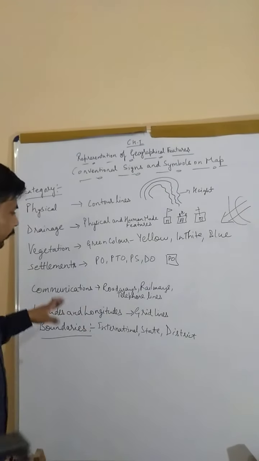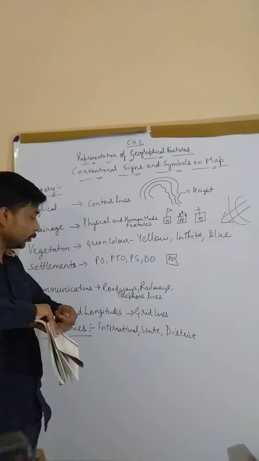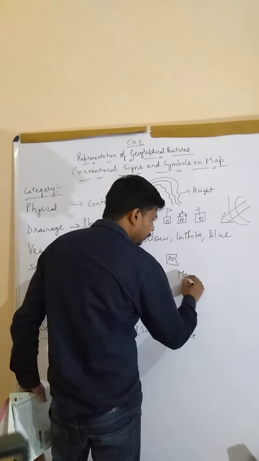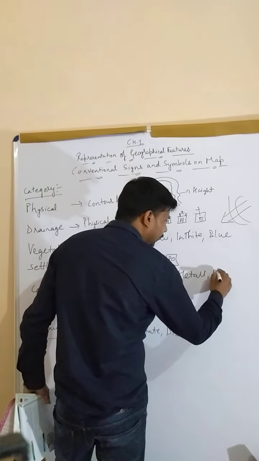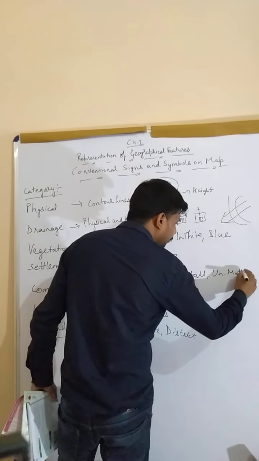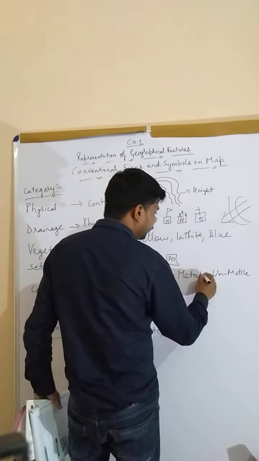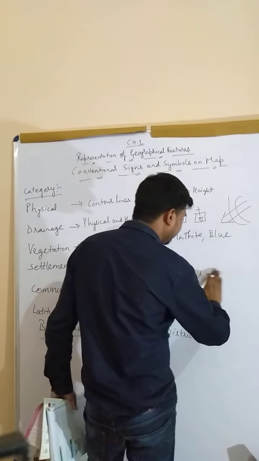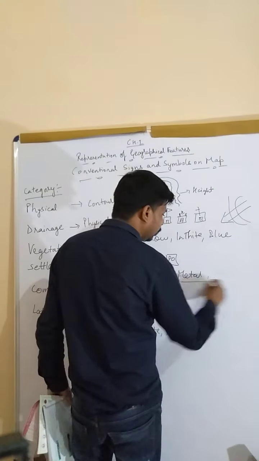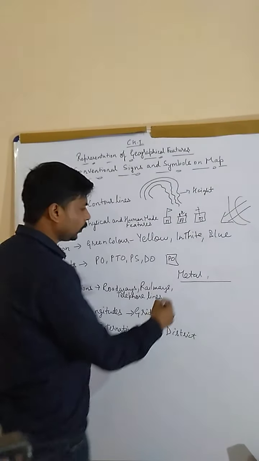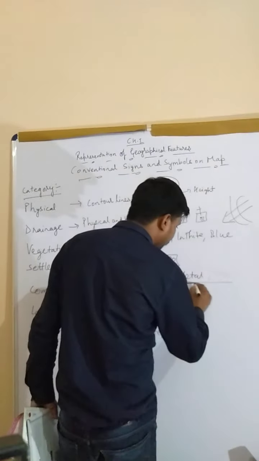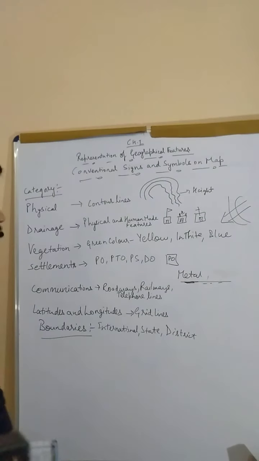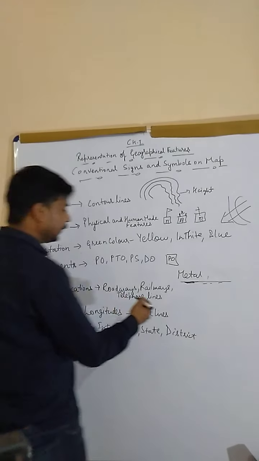So here we have different types of communications that we are using. Suppose they are using them for roadways. For roadways we have metal road, unmetal road, and then we have some local roads also. So different symbols are used for the roads, and when it is in the darkest position, that means it is a metal road, and when it is in a breaking position, that means it is an unmetal road or kacha road.